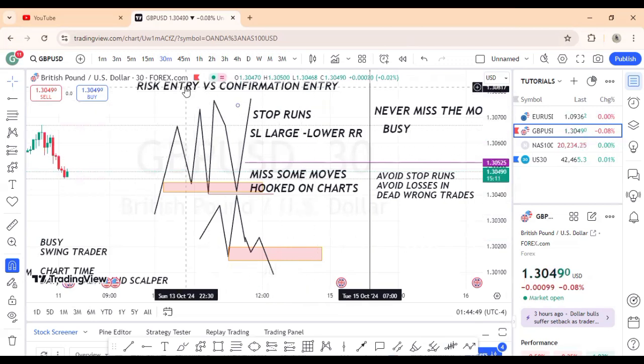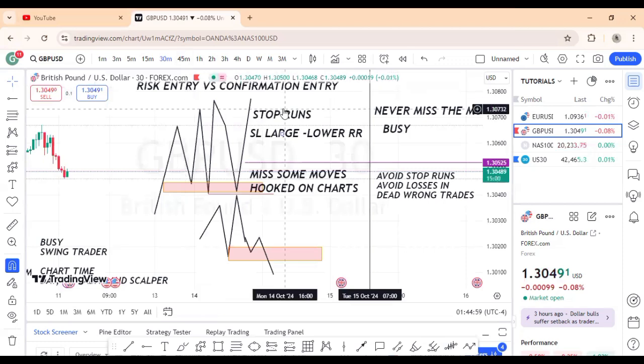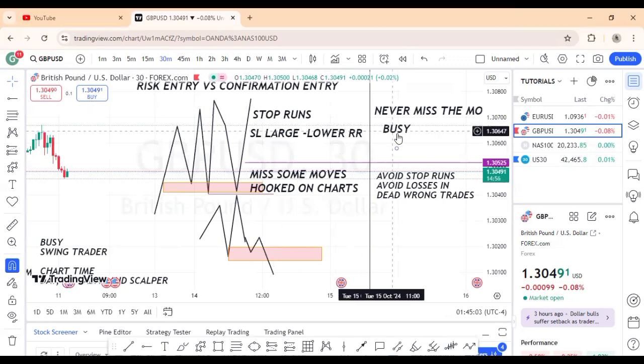Sometimes I use risk entry personally. Sometimes I use confirmation entry. So I would not say that one is better than the other. And sometimes I still get stop runs, and I have experienced both sides of this equation, right?